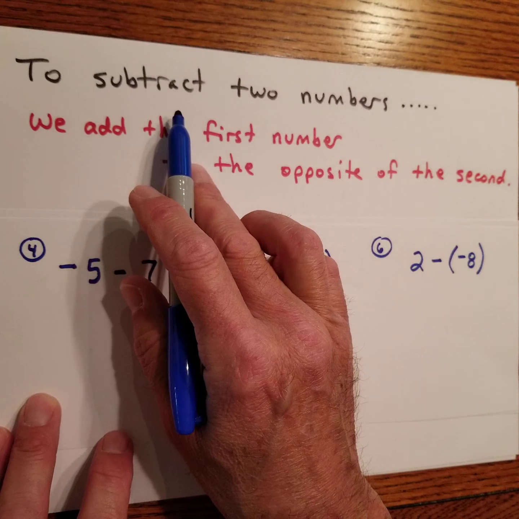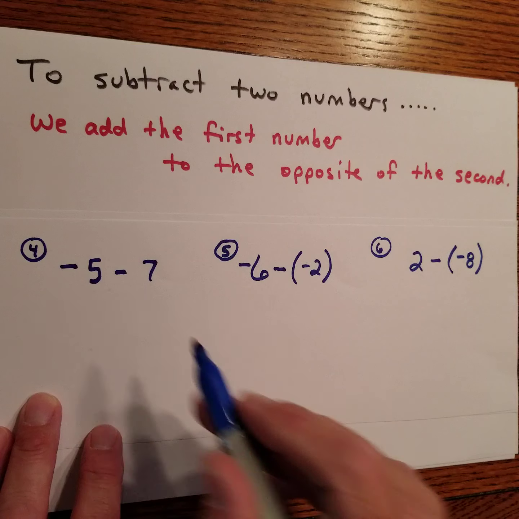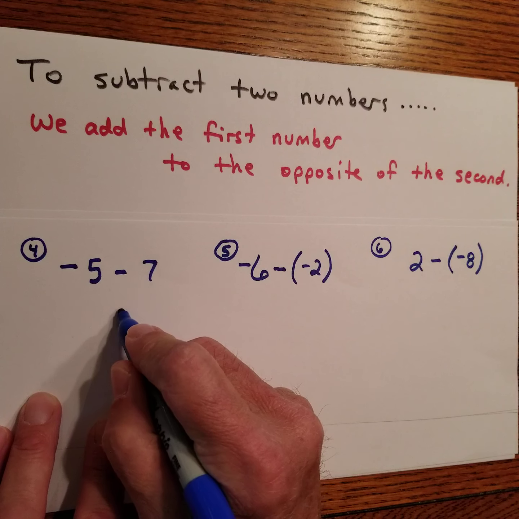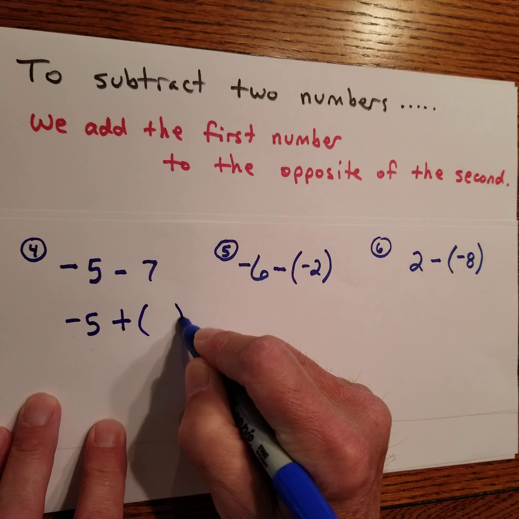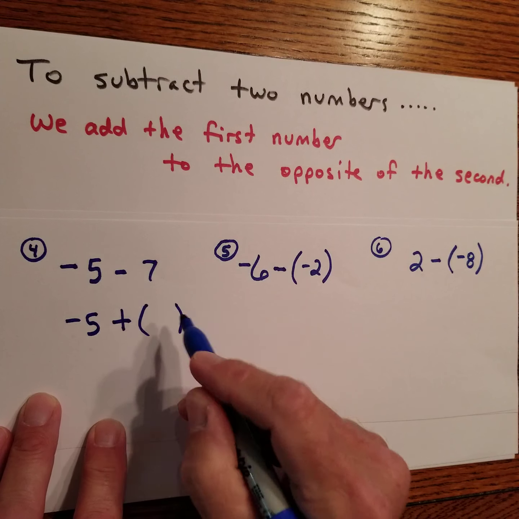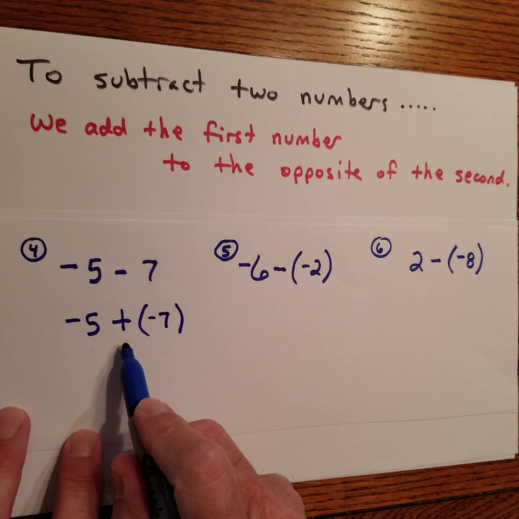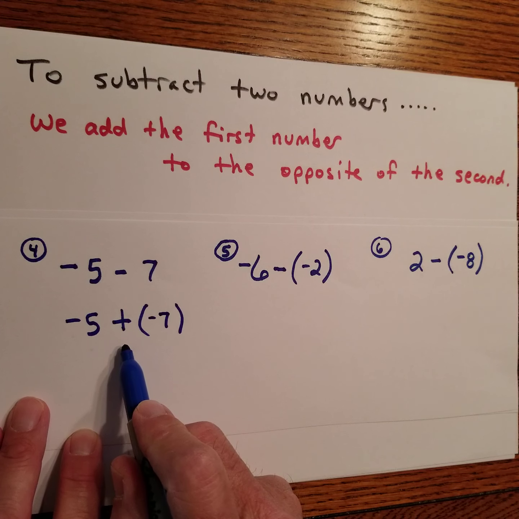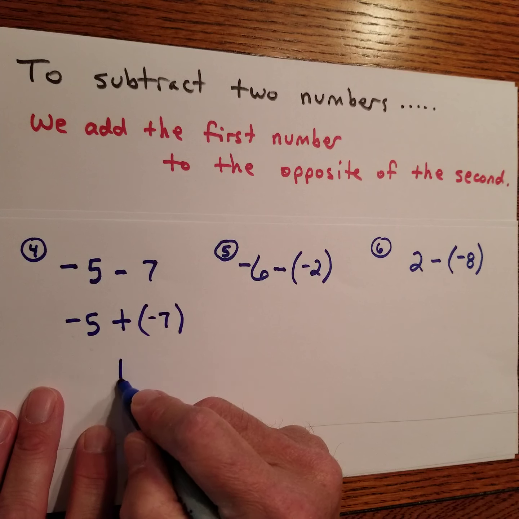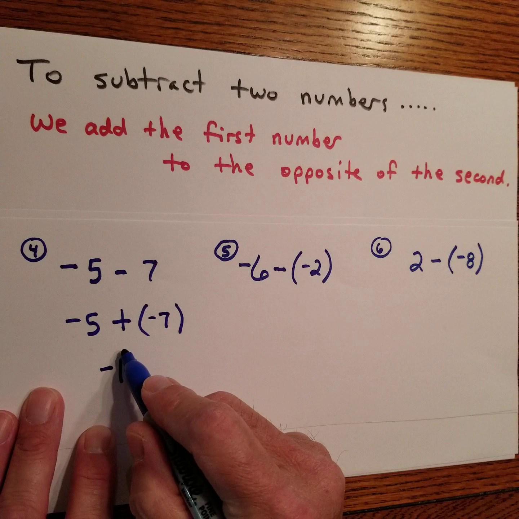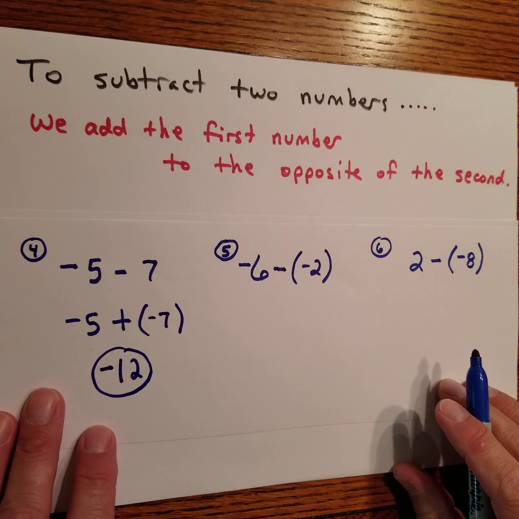When you subtract two numbers, you add the first to the opposite of the second. What's the opposite of 7? It is negative 7. Now we've got an addition problem. We're good at addition. When we add and the signs are the same, we add the numbers, keep the sign. Great.